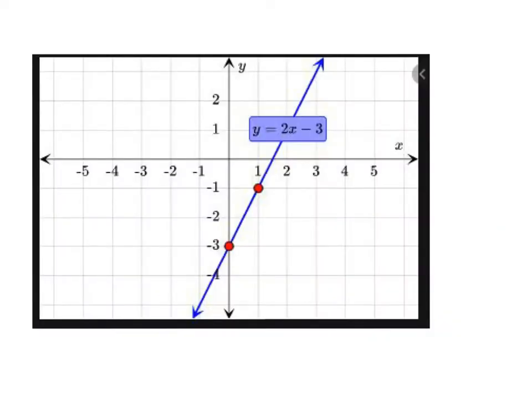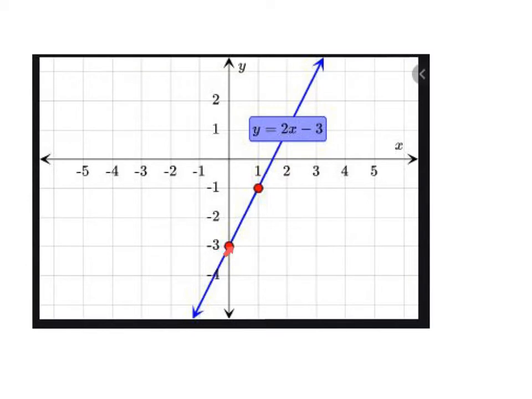So first of all, let's look here. In this example, we have an equation that is graphed. Here's the equation: y equals 2x minus 3. It is currently in slope-intercept form because here you have the slope, y equals mx, and then plus b. The b happens to be a minus 3. So this line is in slope-intercept form.